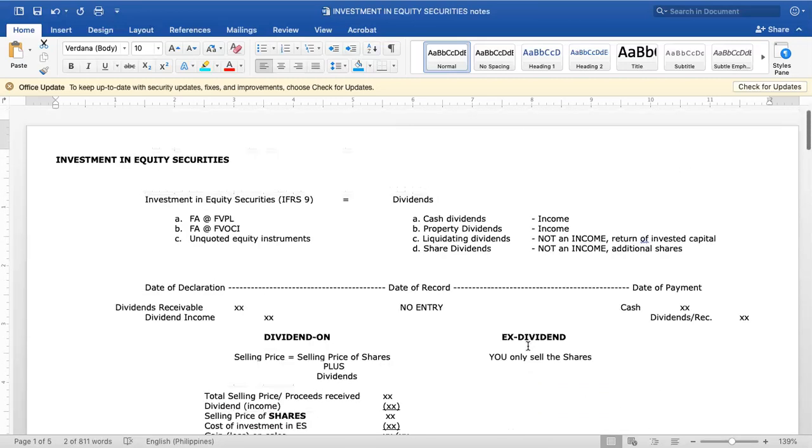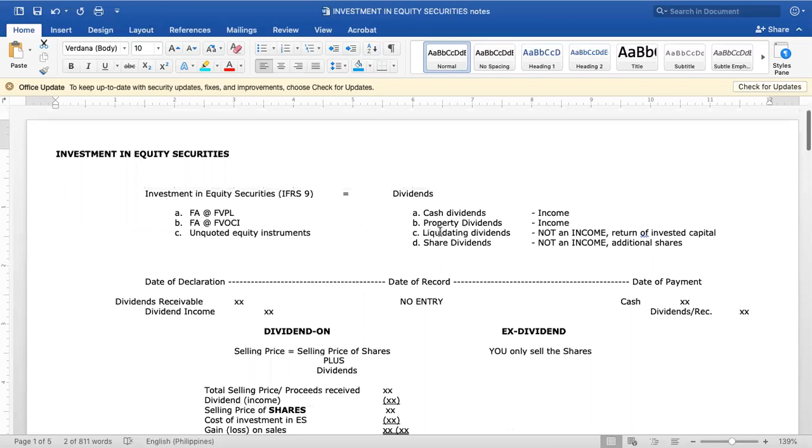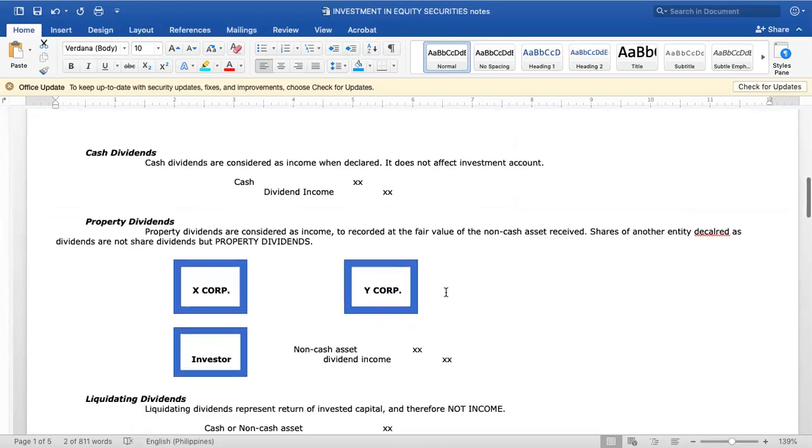Okay, let's proceed with each dividend, di ba? Kining cash, property, liquidating, and share dividend. So you have cash dividend. So basically, you receive cash from your investment.